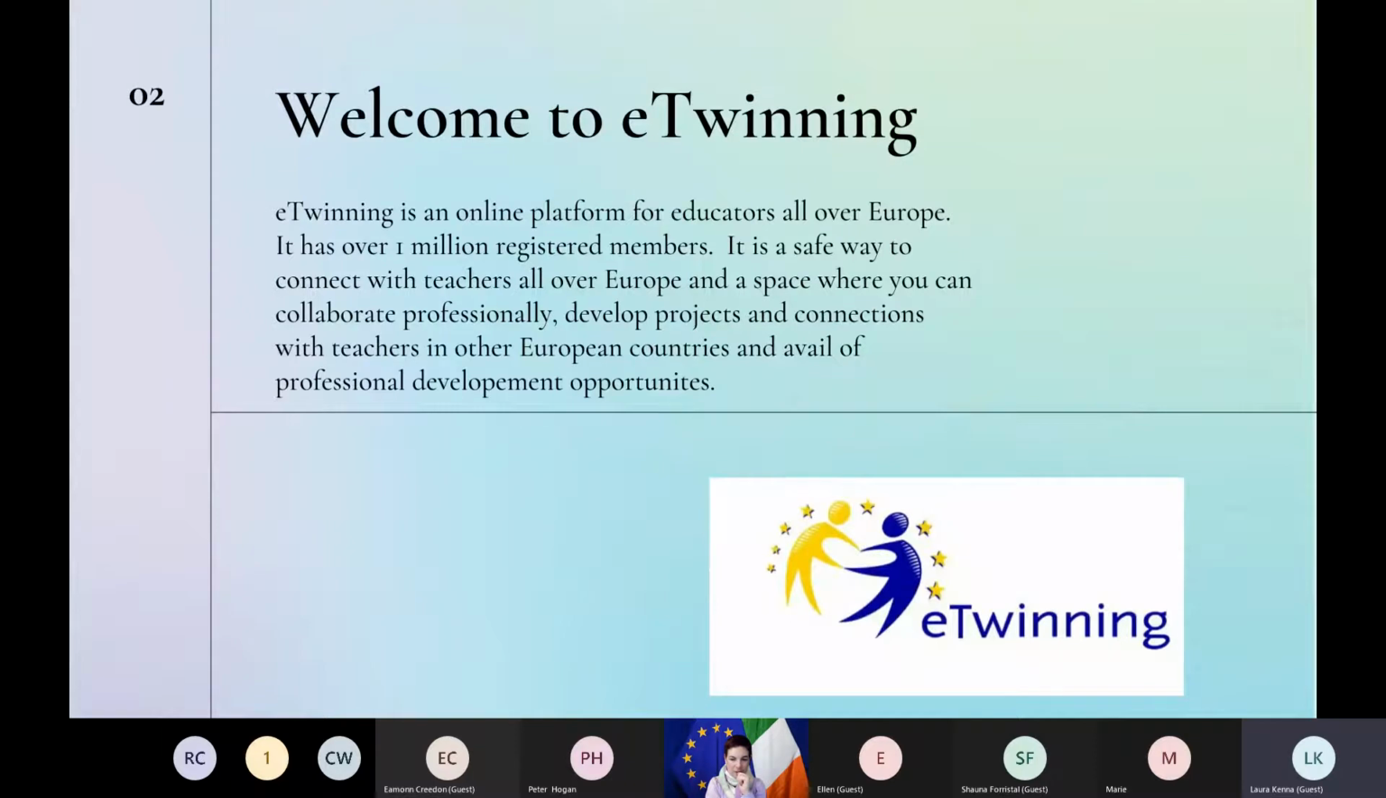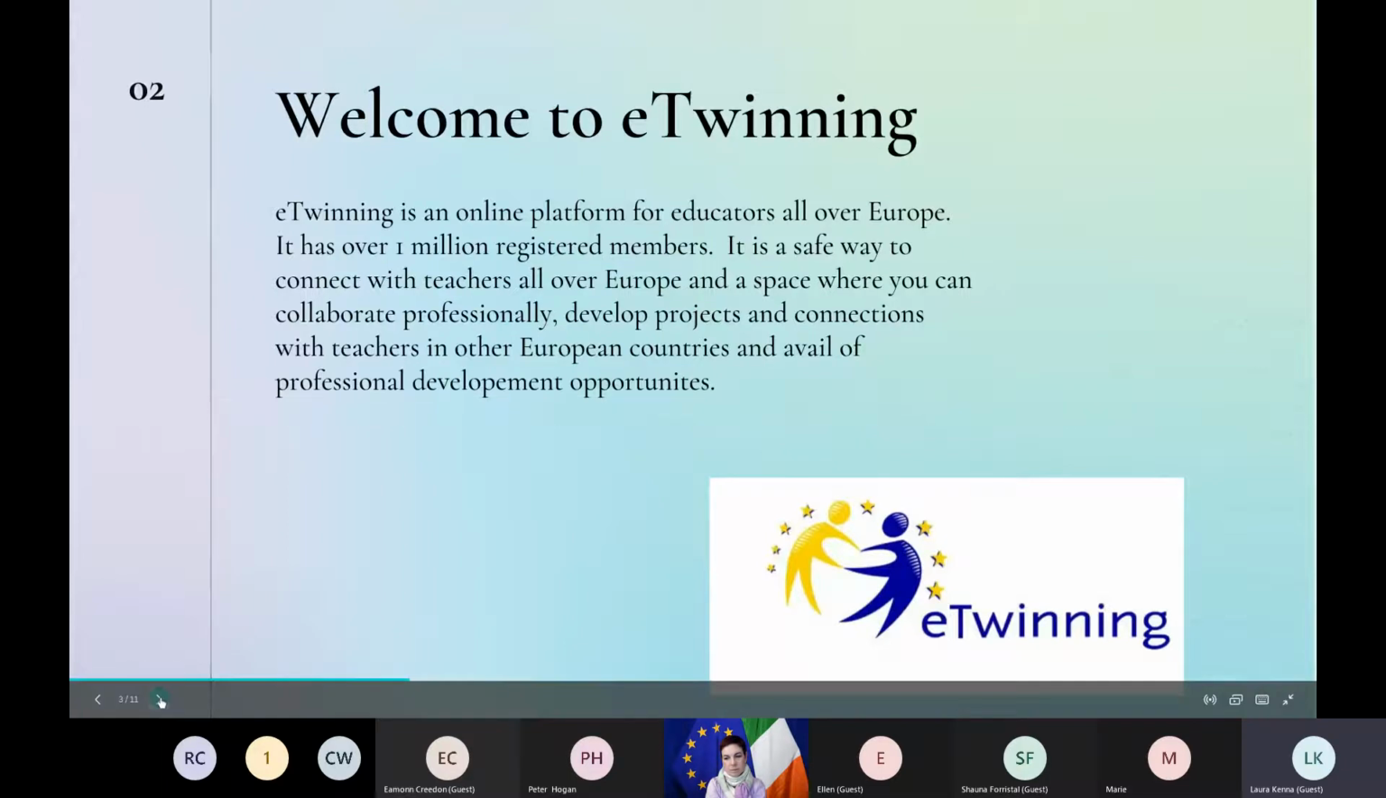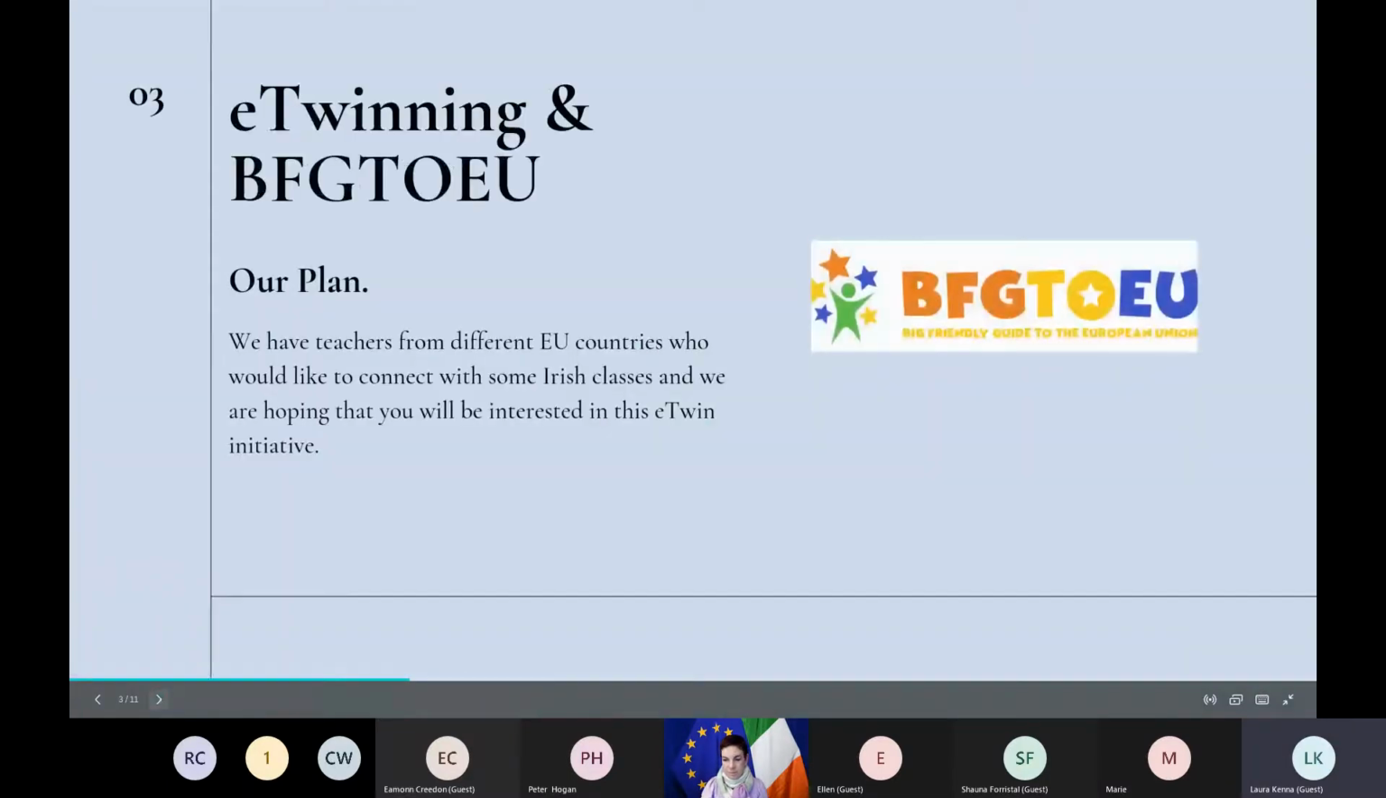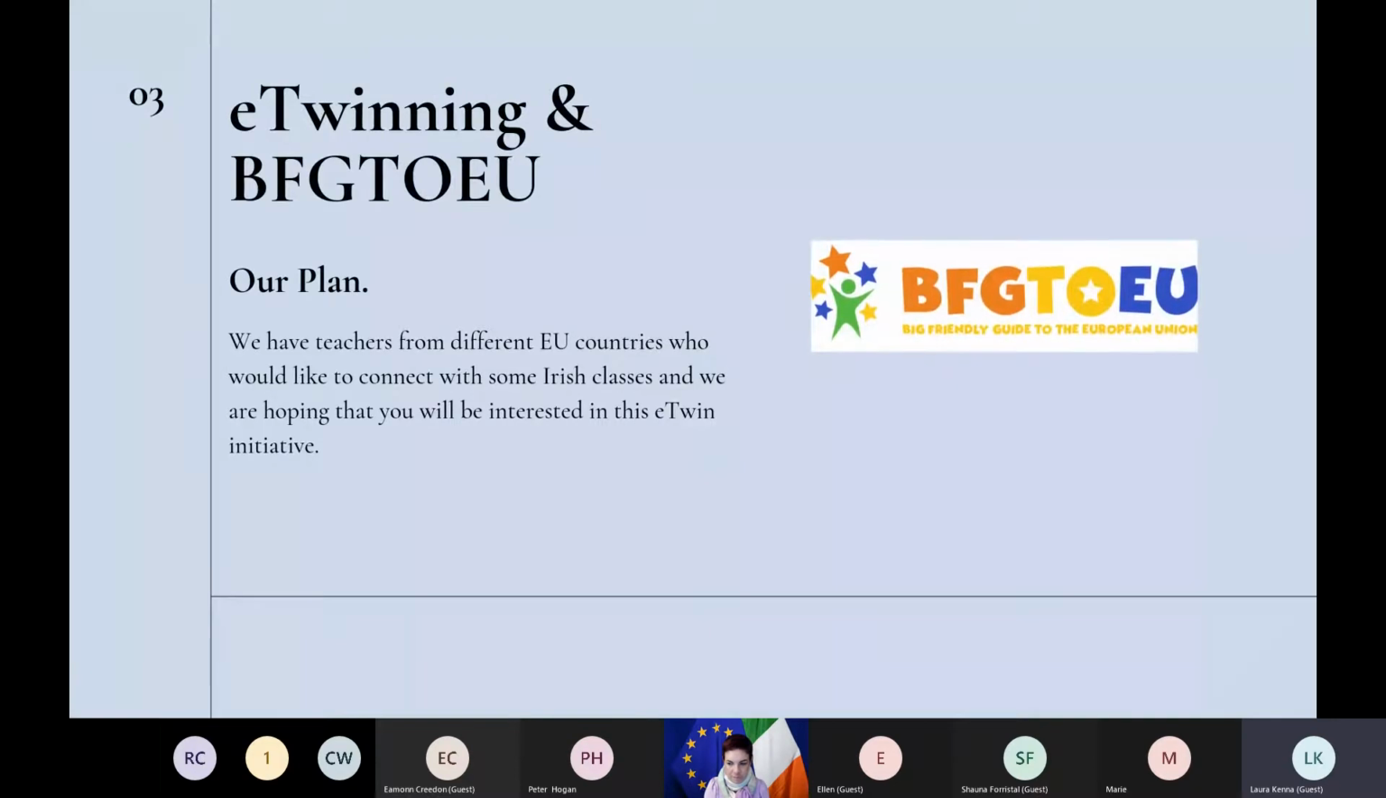You have to register with your school roll number from Ireland and equally from other schools, and it's a space where you can collaborate professionally, develop projects with your classes and with other educators, and make connections with European countries. There's also a very strong professional development element to eTwinning, and that is also provided for free.